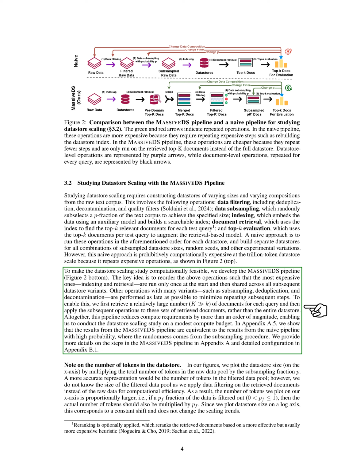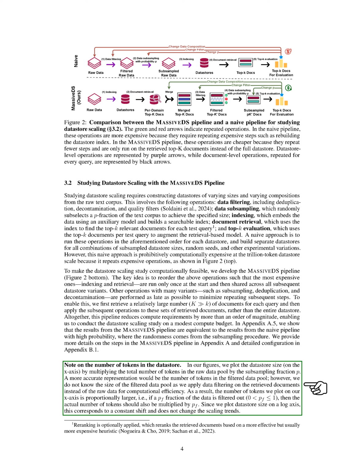Regarding the number of tokens in the datastore, we plot the datastore size by multiplying the total number of tokens in the raw data pool by the subsampling fraction. A more precise representation would involve the number of tokens in the filtered data pool. However, we do not know this size since we filter data on the retrieved documents for efficiency. Consequently, the number of tokens we display is proportionally larger. For instance, if we filter out a fraction of the data, the actual number of tokens should also be adjusted accordingly. Since we use a logarithmic scale for the datastore size, this results in a constant shift that does not affect the scaling trends.